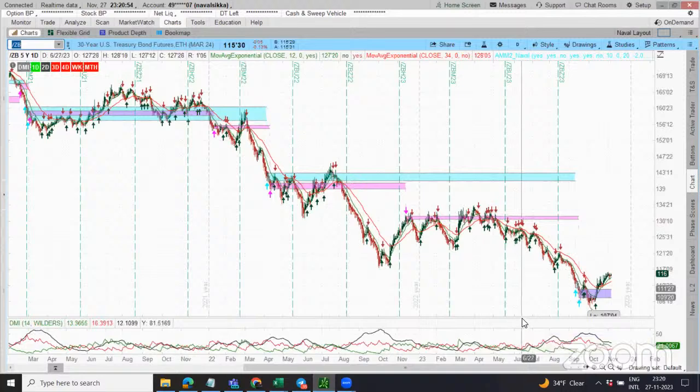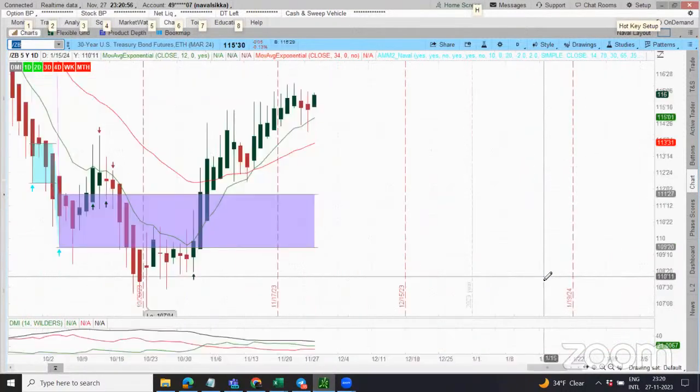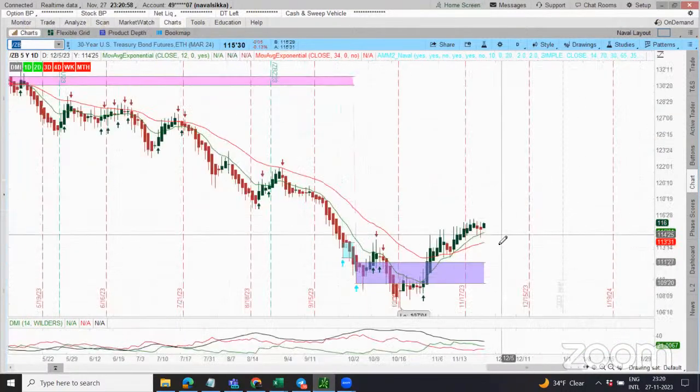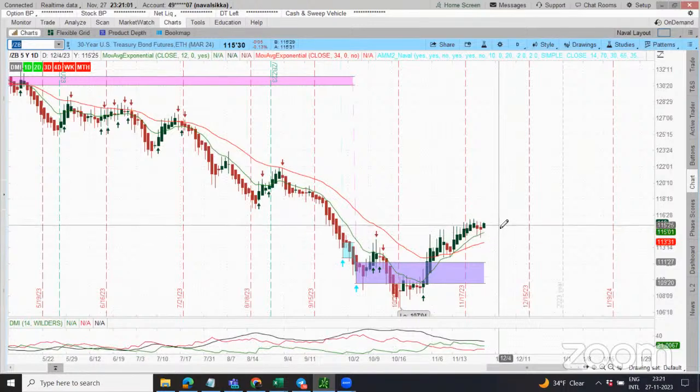Bonds are bouncing, the 30-year bond. If GDP is good, they'll move higher, and that's why the bucket is getting stronger.